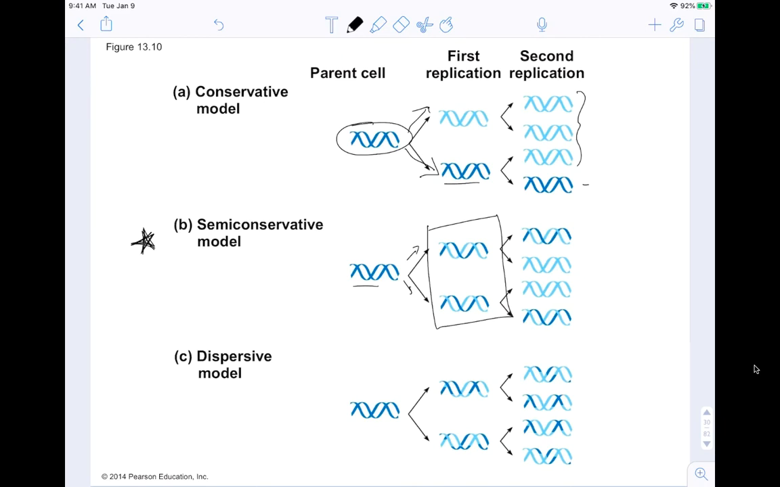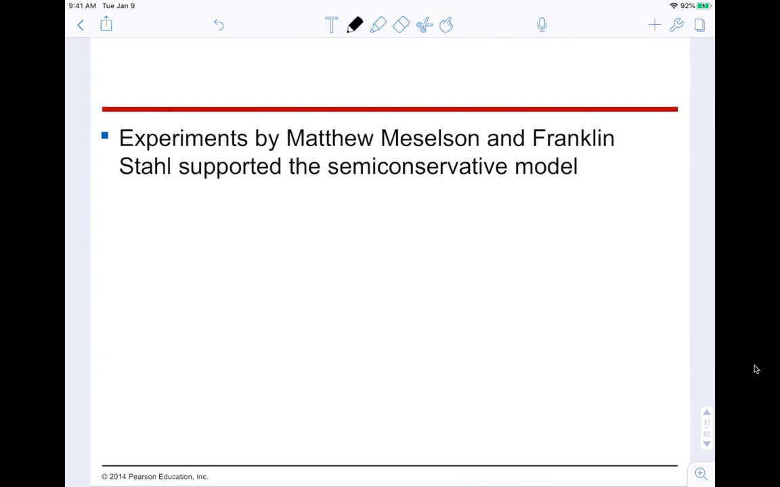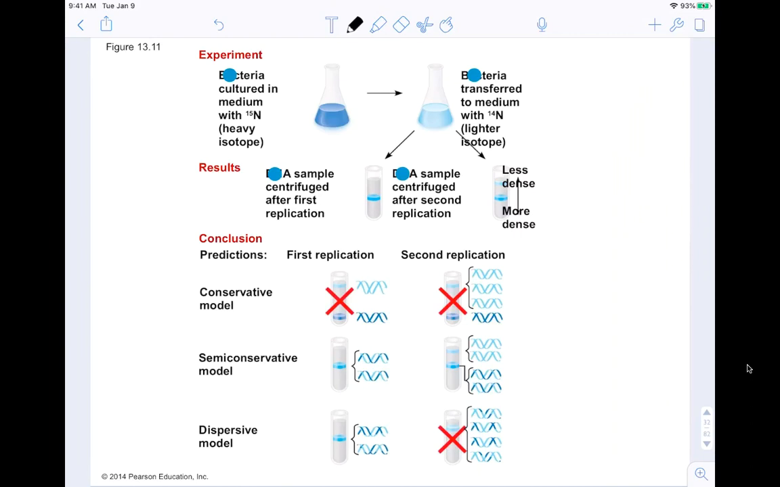Okay, the dispersive model is just saying that you take some fragments of old and you embed it with some fragments of new. This literally makes no sense because how can you split up the parental DNA and add other stuff into it? You've now completely changed the DNA for that individual. So the experiments by Meselson and Stahl supported the semi-conservative model. I think he's going to go into that next.